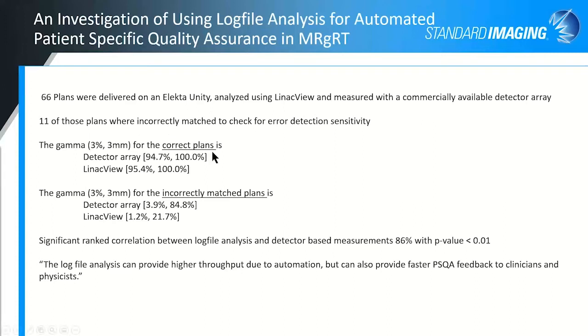For the correct plans, the gamma 3% 3 millimeter for the detector array results range from 94.7 to 100%, which is as expected. And LinacView had similar results, 95.4 to 100%. But what I find most interesting is the gamma 3% 3 millimeter for the incorrectly matched plans. Just to give some context here, in case you're not as familiar with the Unity, each and every day the patient is set up and a new plan is created on the fly. And so you can't actually do QA prior to that day's treatment.